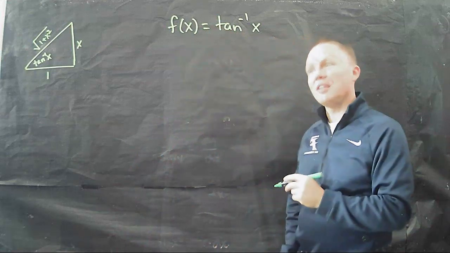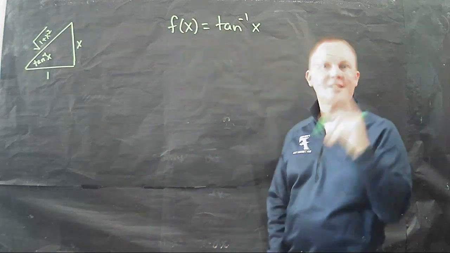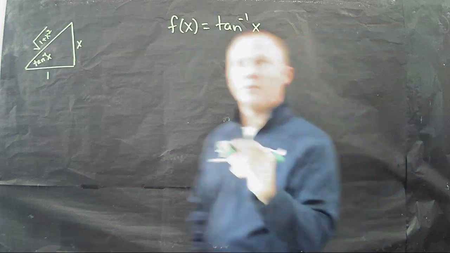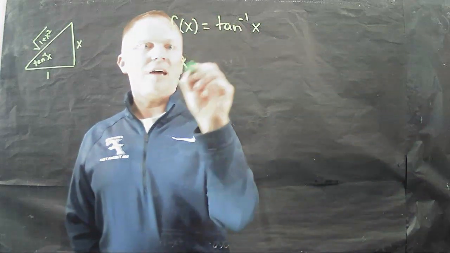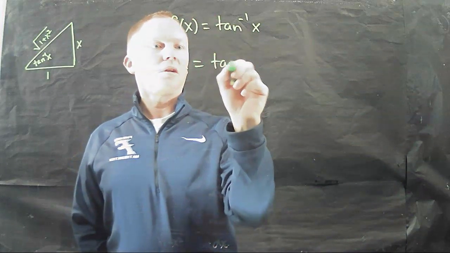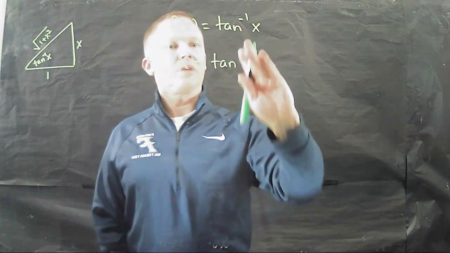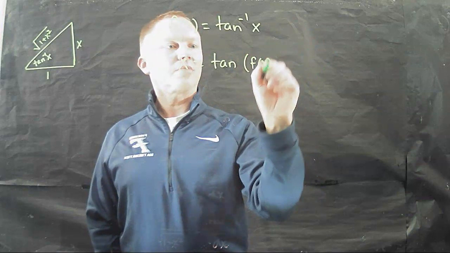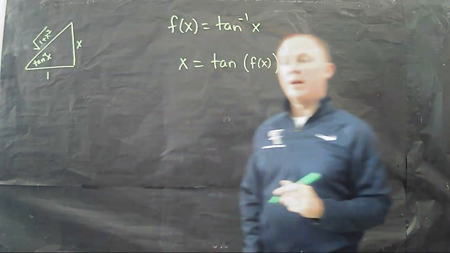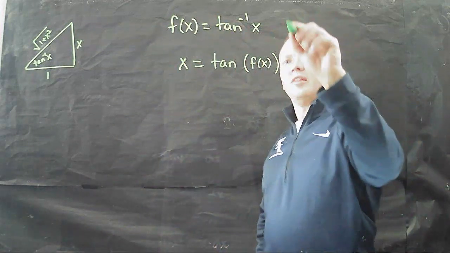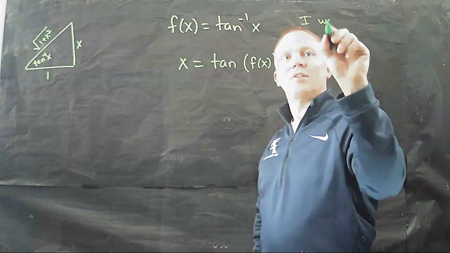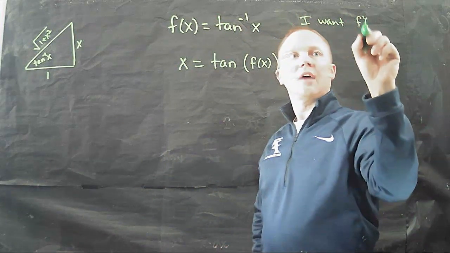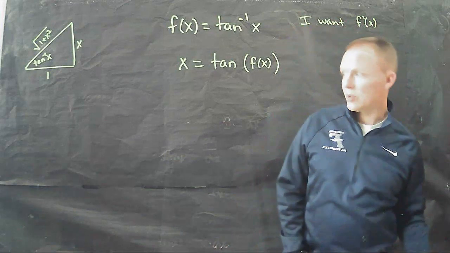Let's rewrite this statement right here, but tell the same story, just write it another way. So that's going to say that x is equal to the tangent. Oh, I'm not using y. I'm using f of x. Now, by the way, in this particular case, I want f prime of x. That's what we're after, right?